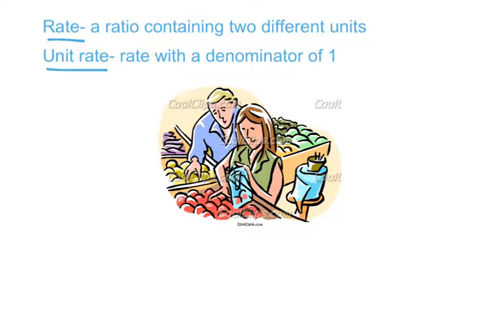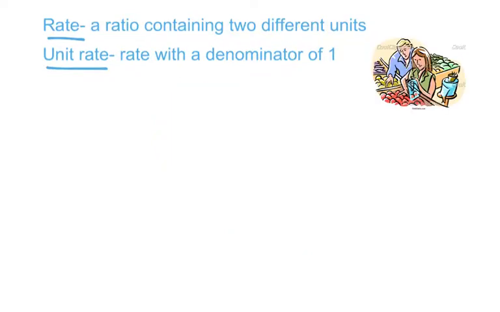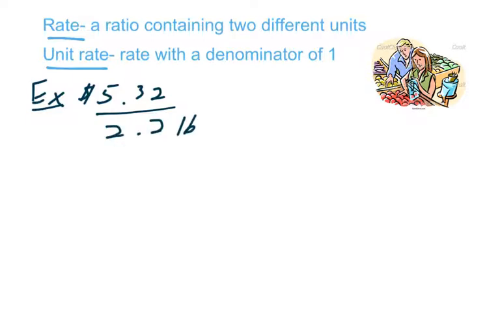Like apples might be $2.89 per pound. Oranges might be $3.29 per pound, but they're advertised using unit rates. And let's do an example with unit rate. Let's say we purchased some apples and we were charged $5.32 for 2.2 pounds of apples. And that begs the question, how much does it cost per pound?